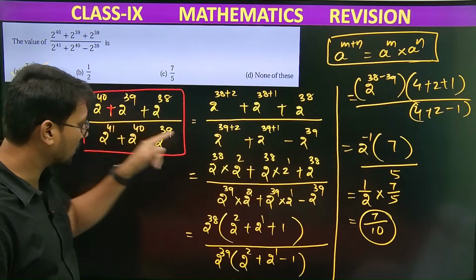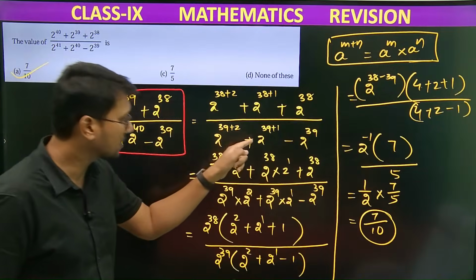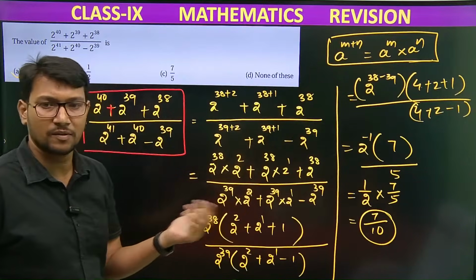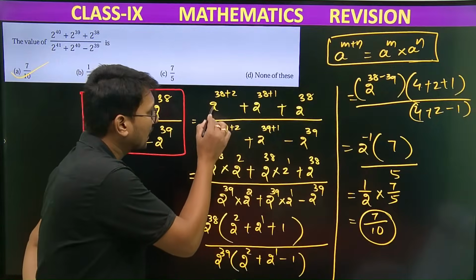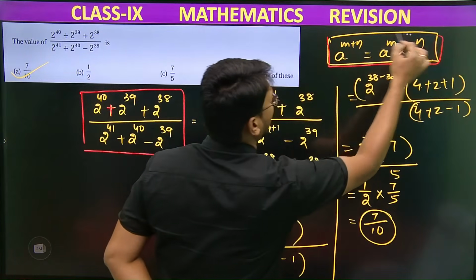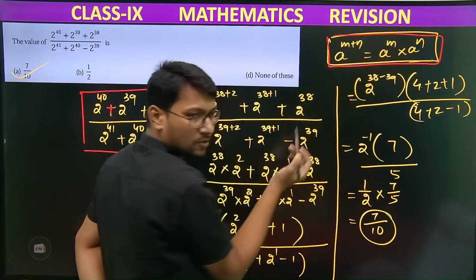2 to the power 41 can be written as 2 to the power 39 plus 2. Okay, this is 2 to the power 39 plus 1. This is 2 to the power 39 itself. Now what happened? I have used this formula, this law, a to the power m plus n equals a to the power m into a to the power n.